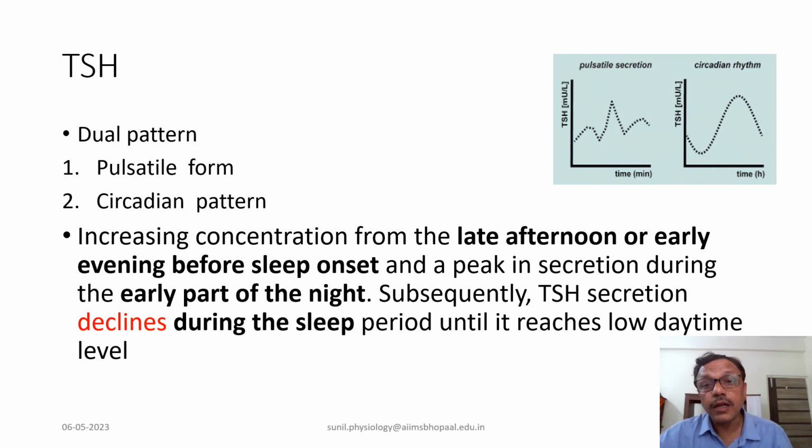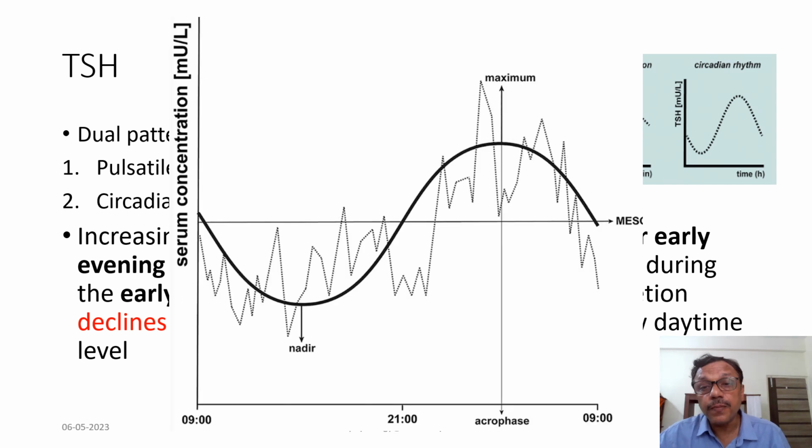So this is the pulsatile secretion, it is released in pulses, and this is in the circadian rhythm of 24 hours. Pulsatile release is to maintain homeostasis, and you can see a clear-cut circadian pattern. It is low before noon and it is at its maximum at midnight, showing the circadian pattern.